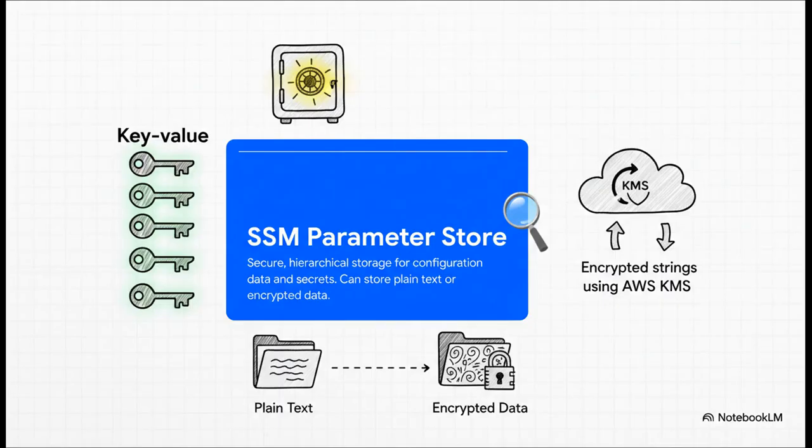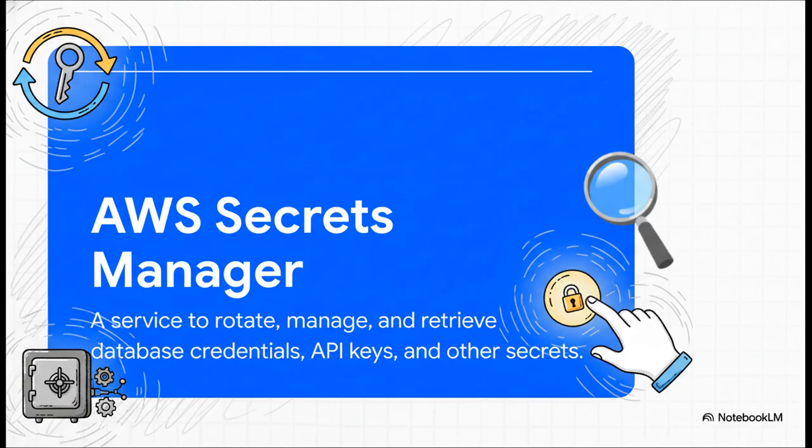Let's start with Parameter Store. So what is it really? At its heart, it's a secure place to store key-value pairs. It's designed for configuration data and for secrets. You can store things as plain text, sure, but for our purposes, the important part is that you can store them as encrypted strings using AWS KMS. That's the Key Management Service, and it handles all the heavy lifting of encryption for you. Secrets Manager, on the other hand, was built from the ground up to manage the entire lifecycle of a secret. And the key words there are rotate, manage, and retrieve. It's not just a place to park your secrets. It's a system for actively managing them from creation to deletion.